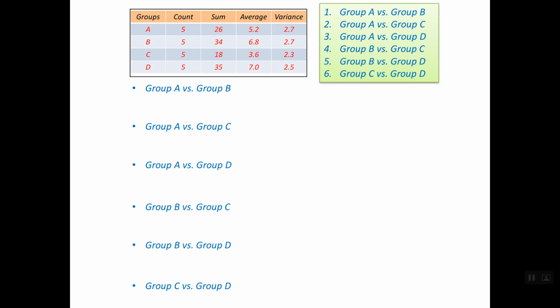Let's start first with group A versus group B. The absolute difference is 1.6 in the pre-calculation, and this value is less than the value of LSD, which is 2.14. So we conclude that there is no significant difference between the mean for group A and the mean for group B, which means that the two means are the same, which means x bar A is the same as x bar B.